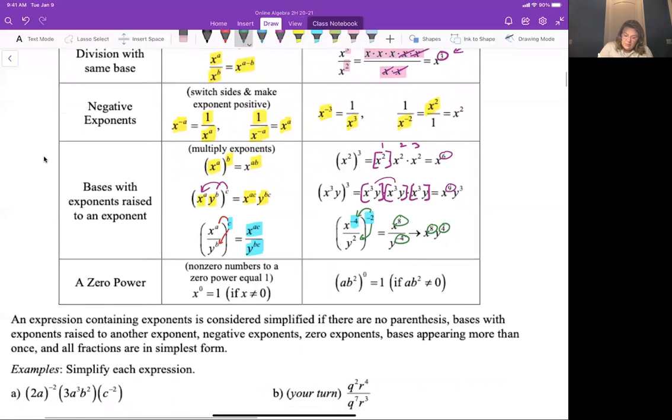A 0 power. Any number to a 0 power is equal to 1. That's assuming the number is not 0. So, for example, a times b squared to the 0 power is equal to 1, because that 0 will get multiplied through both of them. I'll have a to the 0 power, b to the 0 power, and both of those are going to equal 1.